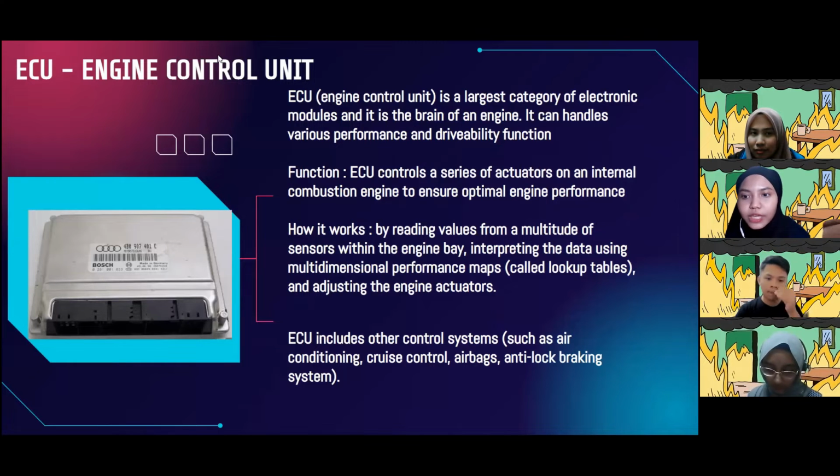It works by reading values from a multitude of sensors within the engine bay, interpreting the data using multidimensional performance maps, called lookup tables, and adjusting the engine actuators. So actually, ECU includes other control systems such as air conditioning, cruise control, airbags, and anti-lock braking system.